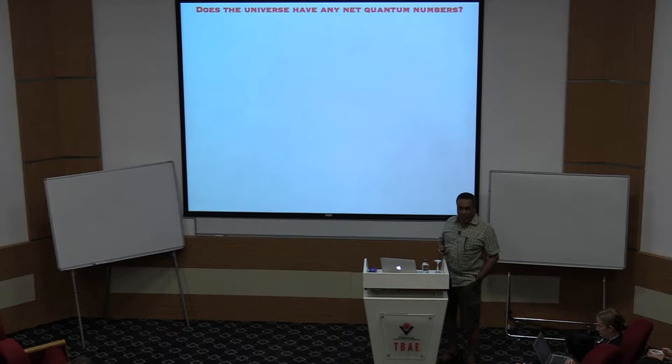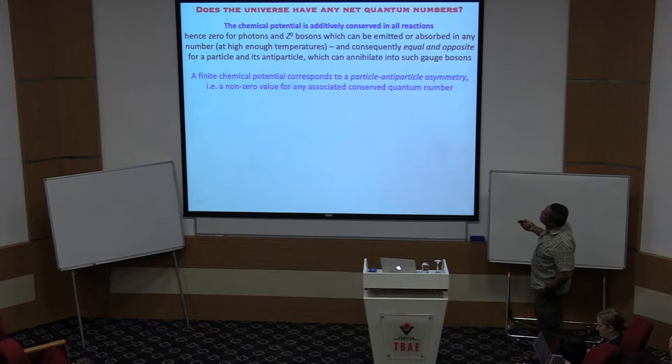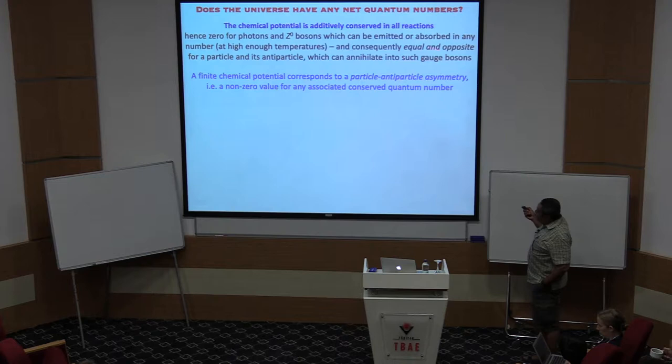So, for example, we can ask the question of the contents that we are aware of. So the chemical potential, which is the measure of the conserved quantum number, is additively conserved, right? I mean, the terminology comes from chemistry, chemical reactions. So for photons and Z naughts, you can emit and absorb them in any number if the temperature is high enough. So there is no chemical potential for photons. So for particles and antiparticles, it will be equal and opposite, because they can annihilate into these guys which have no chemical potential. So if you want chemical balance, the left side chemical potential must equal the right hand side. The right hand side has got photons, no chemical potential. Therefore, the left hand side must add to zero.